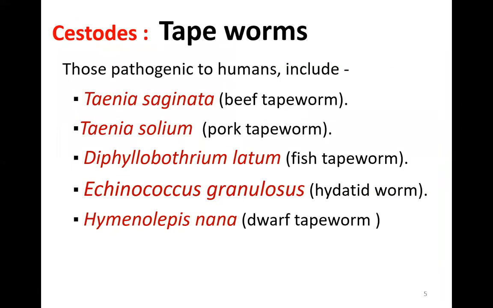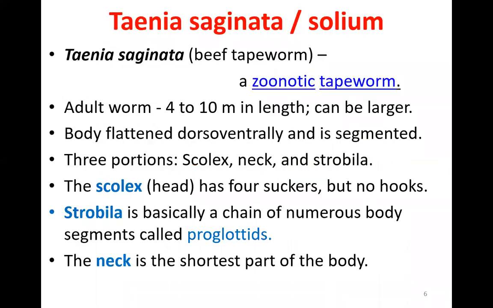Among the tapeworms, those pathogenic to human beings include Taenia saginata, also called beef tapeworm, Taenia solium, the pork tapeworm, Diphyllobothrium latum, the fish tapeworm, Echinococcus granulosus, which is the hydatid worm, and the last one, Hymenolepis nana, also called the dwarf tapeworm. We'll take them one by one, starting from Taenia saginata, and along with this, Taenia solium also, because many of the things are very similar between these two parasites.